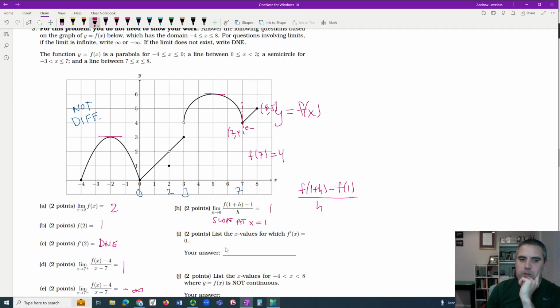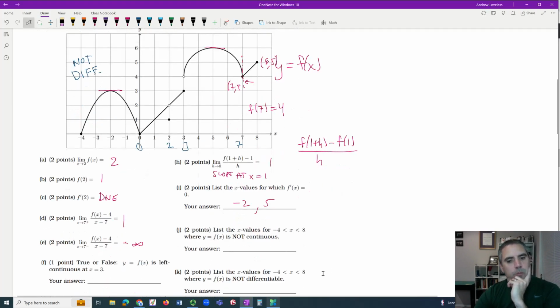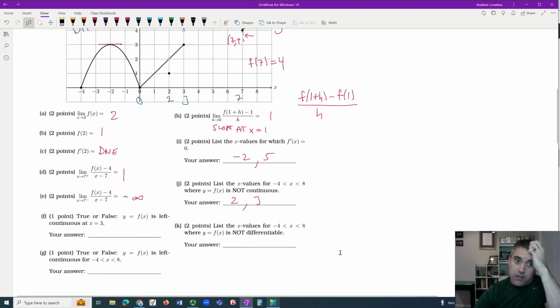List the x values where the slope is 0. Well, I already mentioned those. Negative 2 and 5. List the x values where it's not continuous: 2 and 3. List x values where it's not differentiable. That would be 0 between negative 4 and 4. Okay, at 0, 2, 3, and 7.